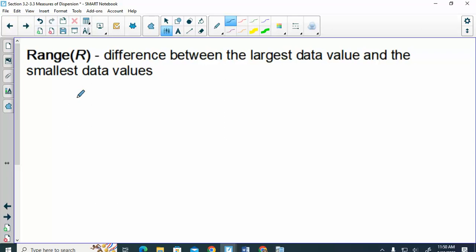So if we're looking at how spread out the values are, we can look at what's called the range. We just use capital R to stand for range, and it is the difference between the largest data value and the smallest data value. Do you guys have your formula packet that I gave you yesterday?